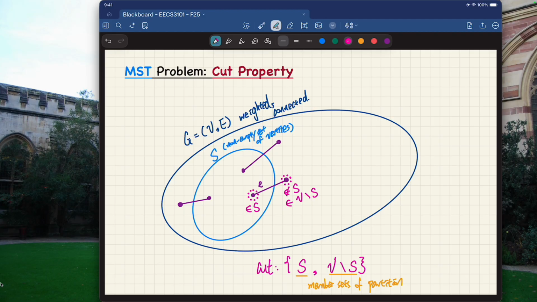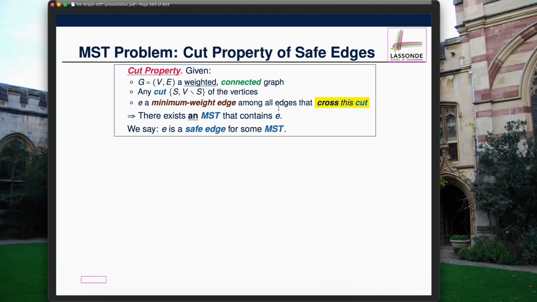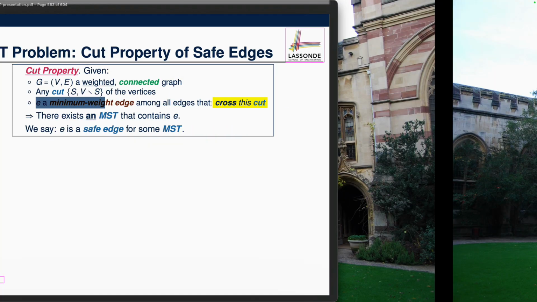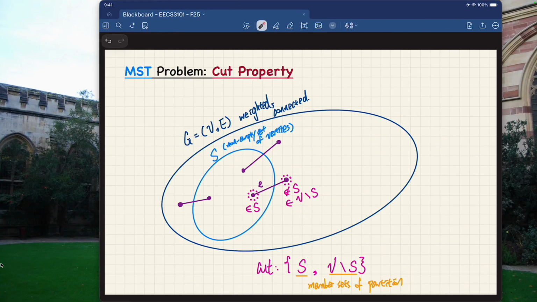And then let me just refer you back to the written definition very quickly. We say that among all the edges that cross this cut, E is the one with the minimum weight. So among all the edges, 1, 2, and 3, let's say we only have 3 right now. It can be as many as possible, depending on the application. Among all these 3, this one here has the minimum weight.